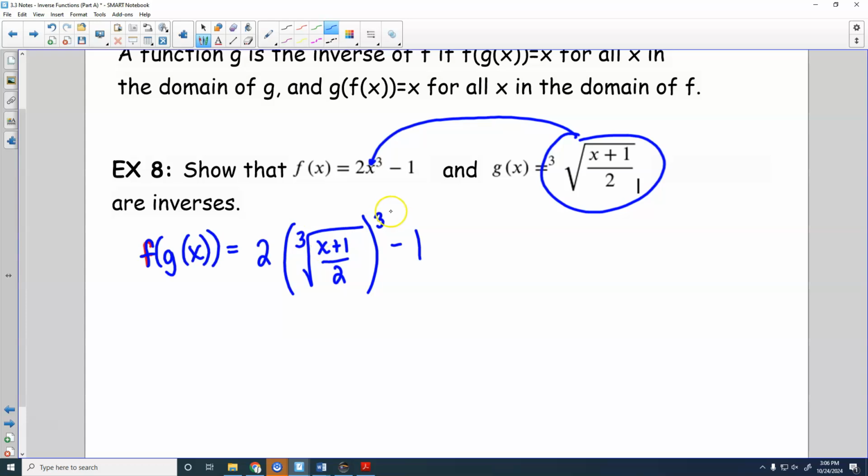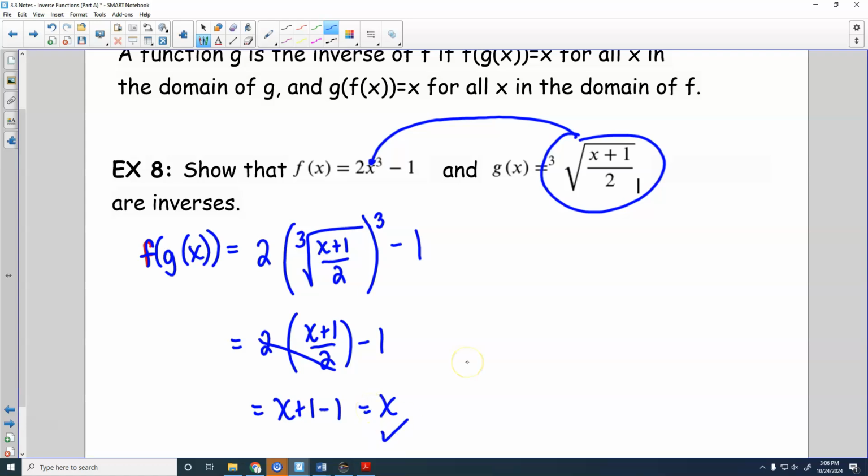The cube root and the 3, or the cube. So that would give us 2, keep this still in parentheses, x plus 1 over 2, but you don't need the cube on the outside anymore. Like that. Okay, what would cancel next? The 2's would cancel next. Then we've got x plus 1 minus 1, and that gives us x.